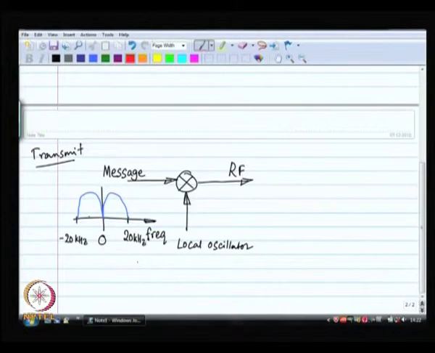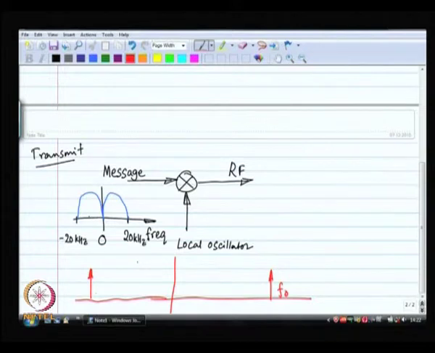Now, when you translate this to RF, let us say that the local oscillator is A cosine omega t. It has two impulses at plus minus f naught. This is the Fourier transform of the local oscillator.